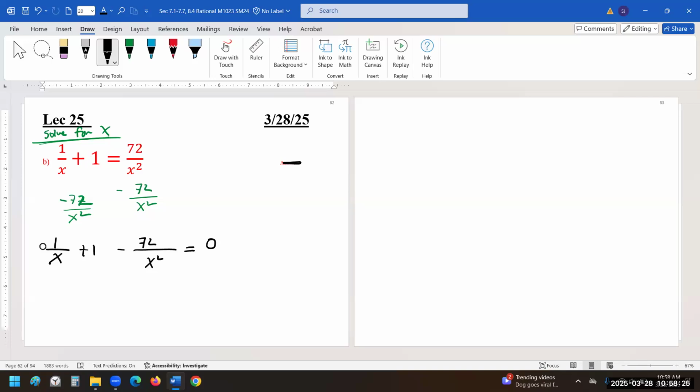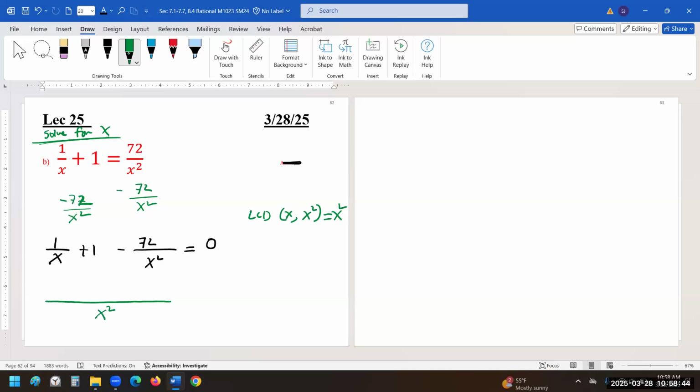And then we are going to do LCD. Do you remember how to find LCD? So we have denominator x and x squared. What's the LCD between x and x squared? Good, you remember that. So we are going to combine everything.